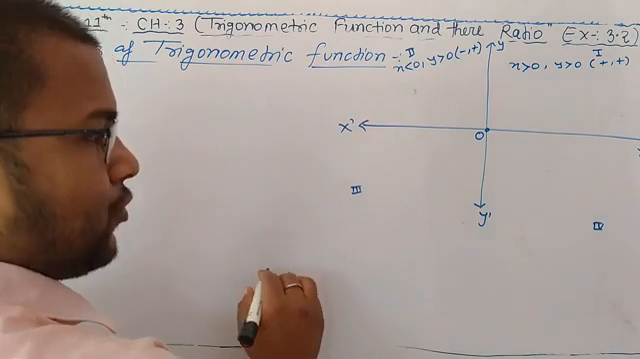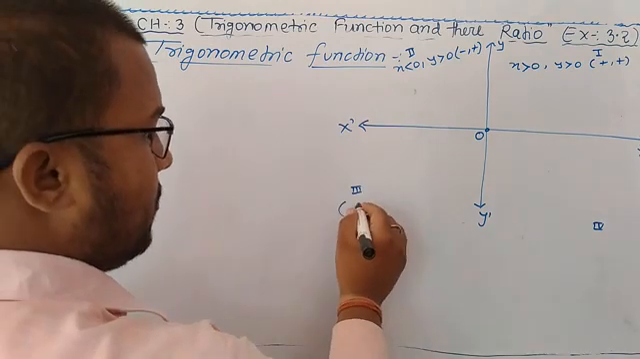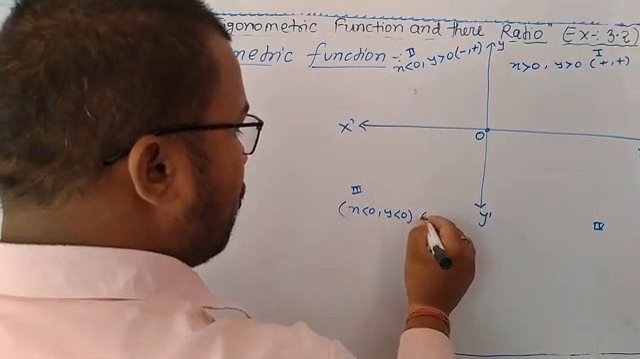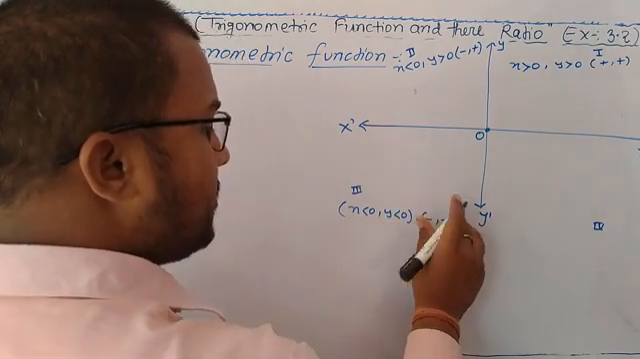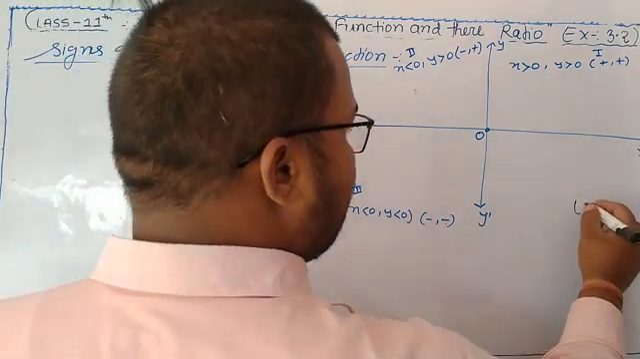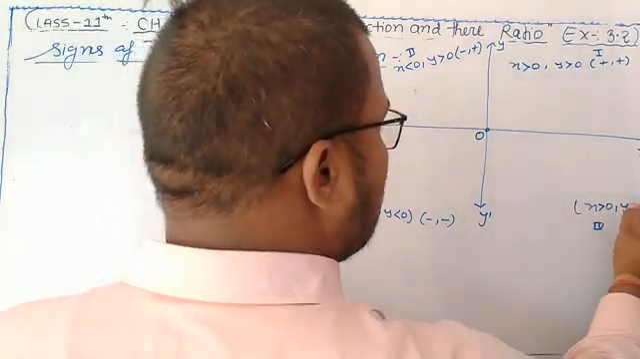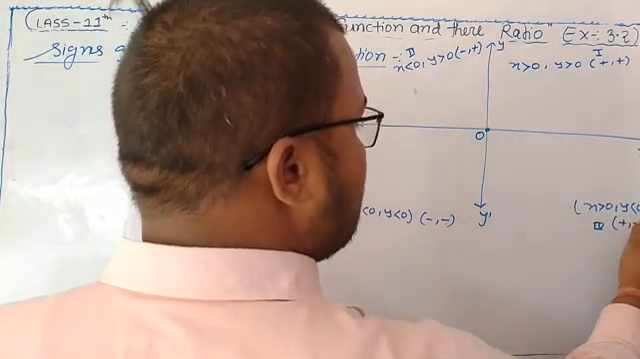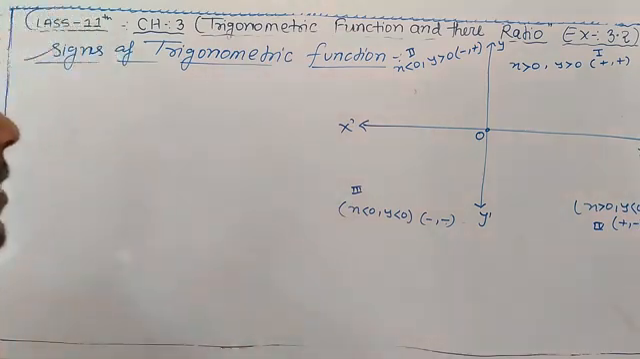Third quadrant is defined by x less than 0, y less than 0. Both coordinates are minus minus. Fourth quadrant is defined by x greater than 0 and y less than 0. So this quadrant is plus and minus. This is very important, student.